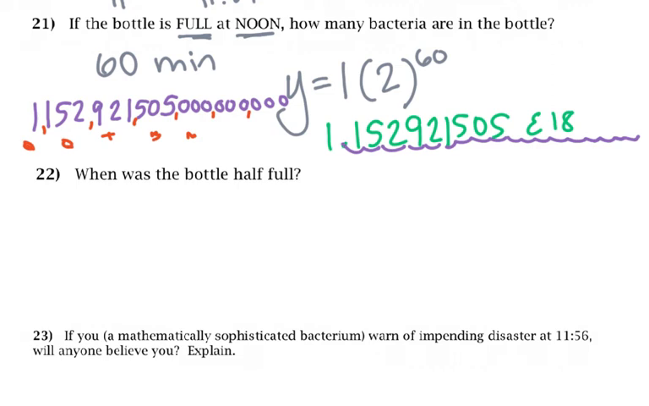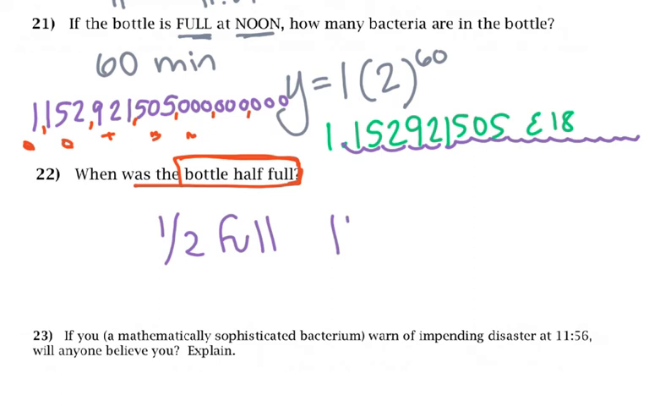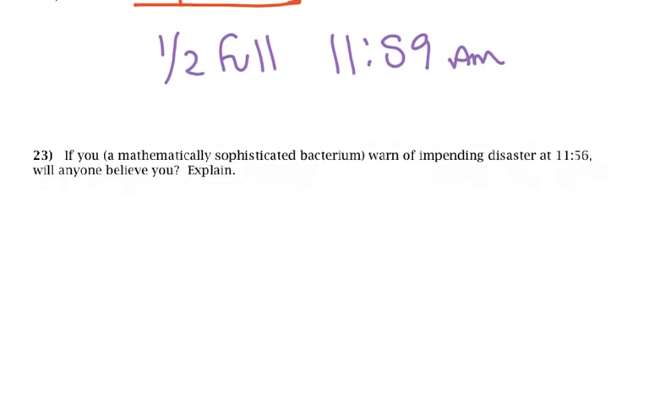So the next question is, when was the bottle half full? So I want you to stop and think about that. If the bottle is full at noon, at what time was it half full? So write down what you think, pause the video, write down what you think, and then come back and see if you're right. Okay, the correct answer was it was half full at 11:59, because then it doubled and now it's full. So half full at 11:59 a.m. and in the next minute it was full, because that's what doubling does.